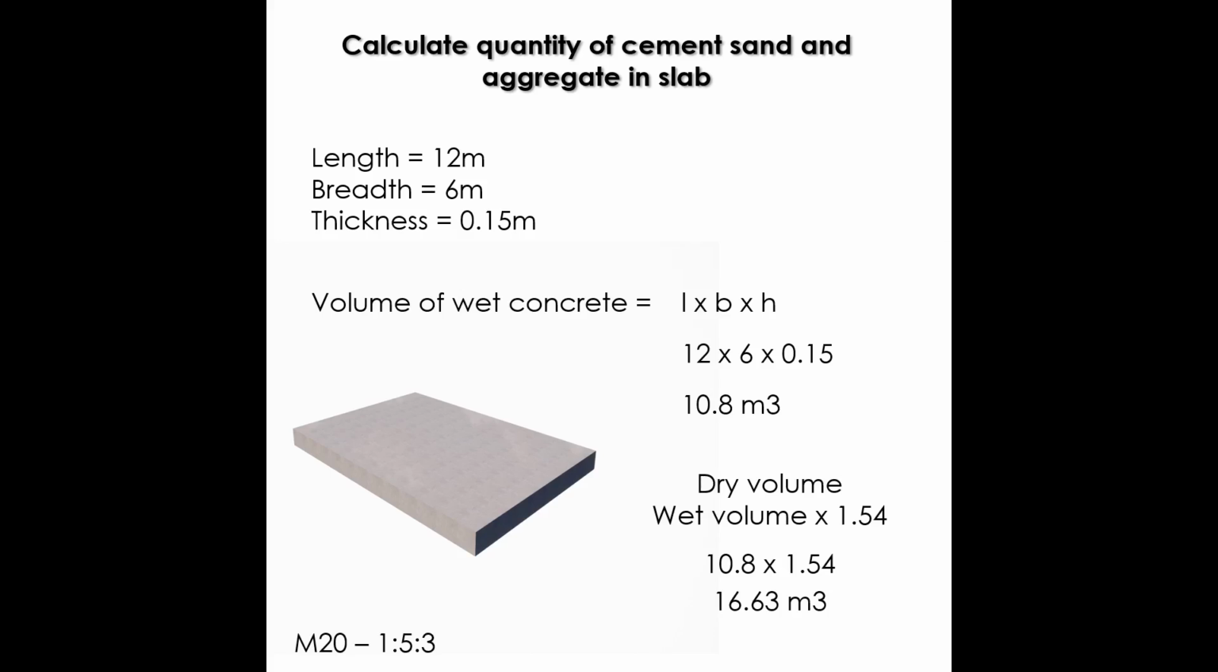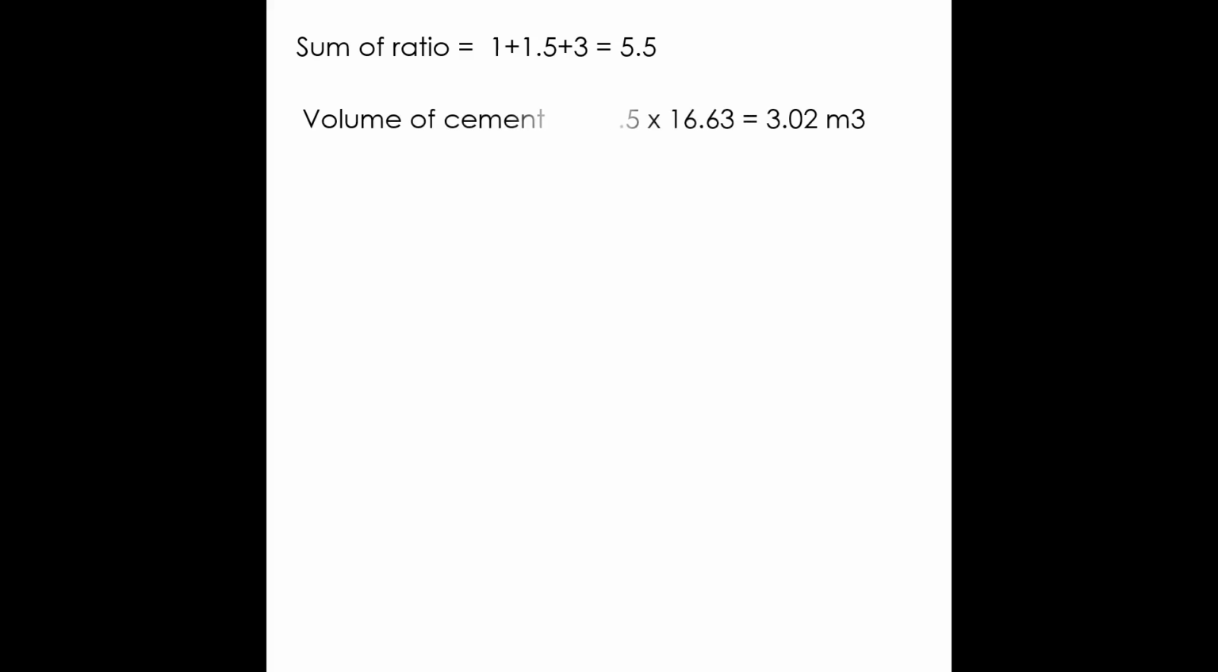Step 4. Calculate material quantities. Now the fun part. We add up the ratios, 1 plus 1.5 plus 3 to get 5.5. Then divide each ratio by the sum and multiply by the total volume of concrete, 16.63 cubic meters. Cement: 1/5.5 x 16.63 is about 3 cubic meters. Sand: 1.5/5.5 x 16.63 is about 4.5 cubic meters. Aggregate: 3/5.5 x 16.63 is about 9 cubic meters.